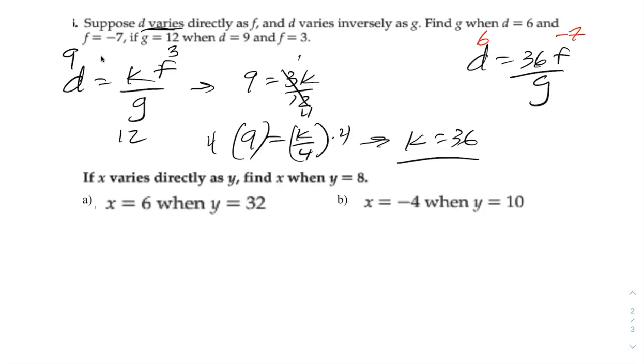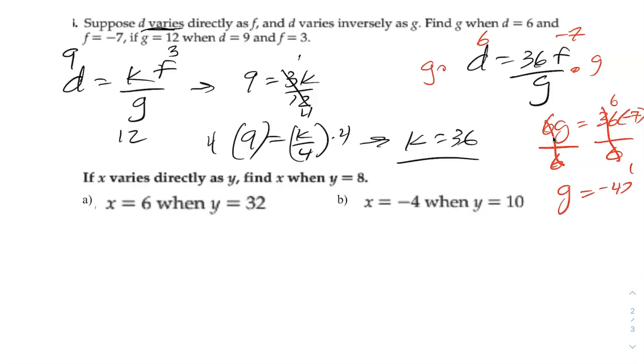We're going to multiply both sides by g to get rid of it. So 6g equals 36 times negative 7. There's a reason I didn't multiply this out, because I'm going to divide by 6 in a second. I know what 36 divided by 6 is, so it makes my life a lot easier. So I'm going to leave it like that. Then I'm going to divide by 6. And 36 and 6 give me 1 over 6, so this makes it g equals negative 42.